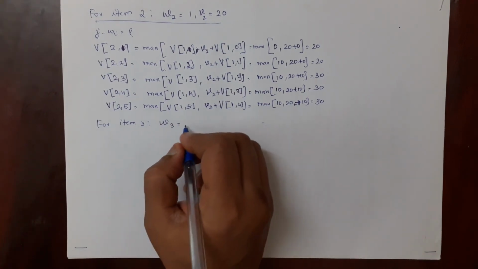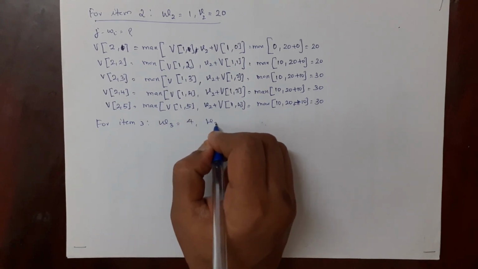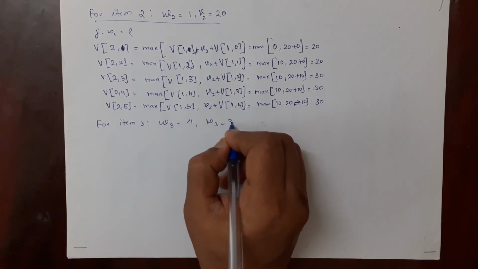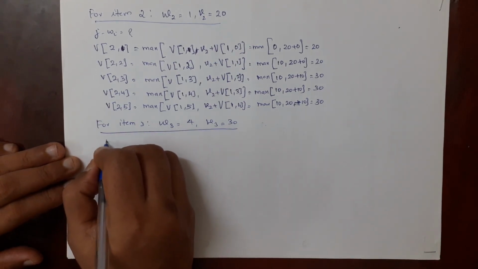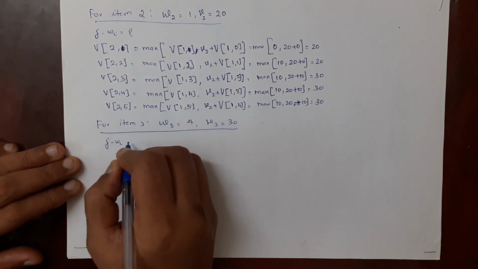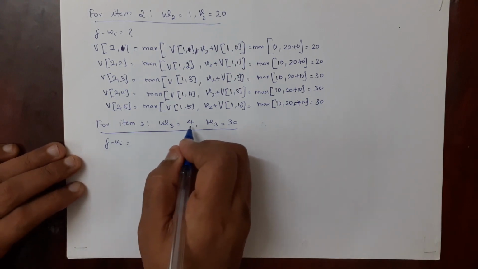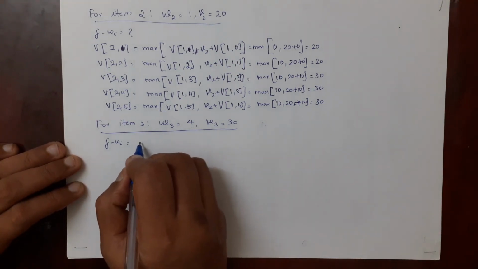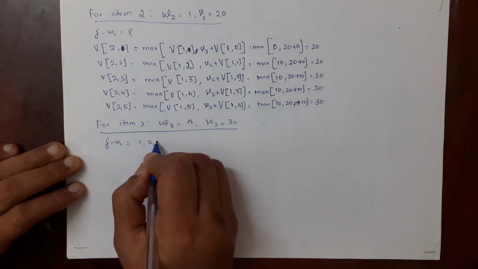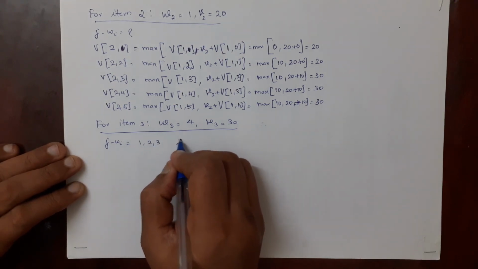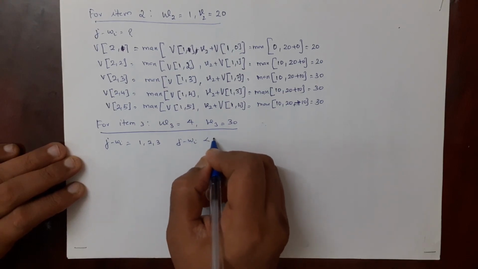Okay, next, we have to calculate for item 3. The weight of the third item is 4 and the value of the third item is 30. Now we have to calculate for this one. Here first we have to know what is j minus wi. Here the wi is 4, so for j value equal to 1, 2, up to 3, we are going to get j minus wi lesser than 0.